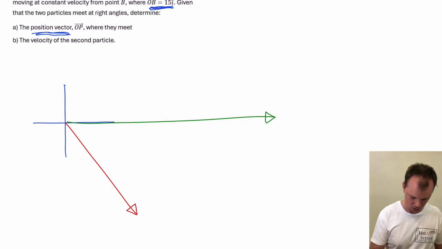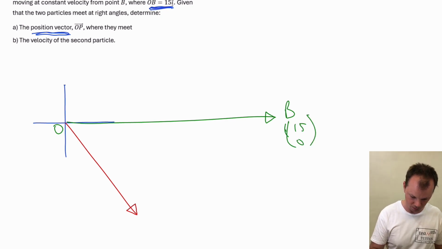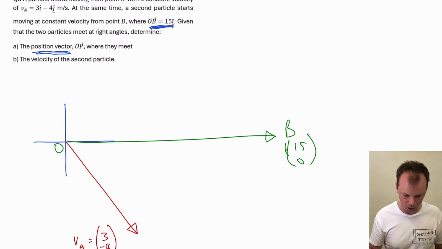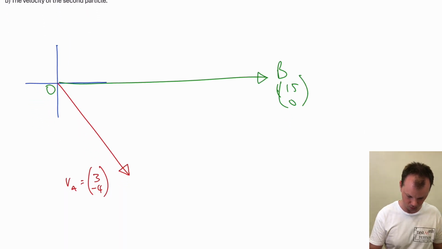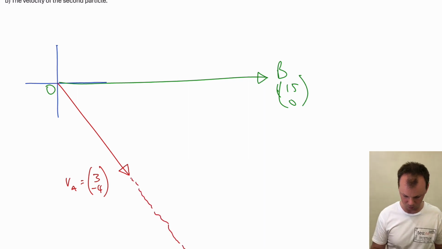Okay, so origin, this is point B, which is 15, 0. This is my velocity A, which is 3, negative 4 in that direction. We know at some point they meet, and they meet at right angles. So let me just continue this line out. Right, they meet somewhere on this line at right angles.